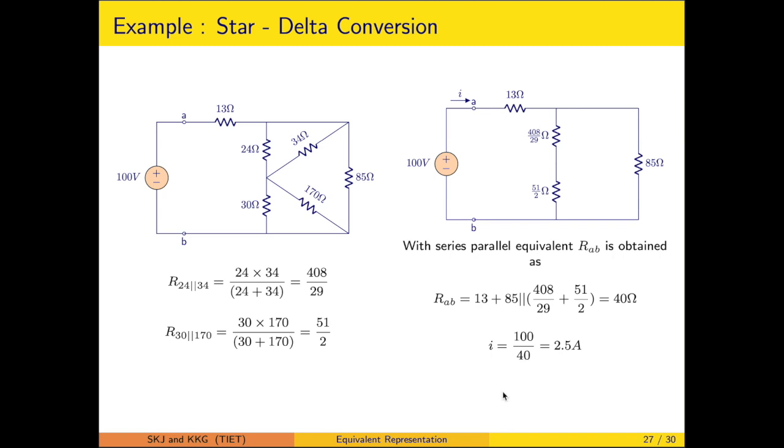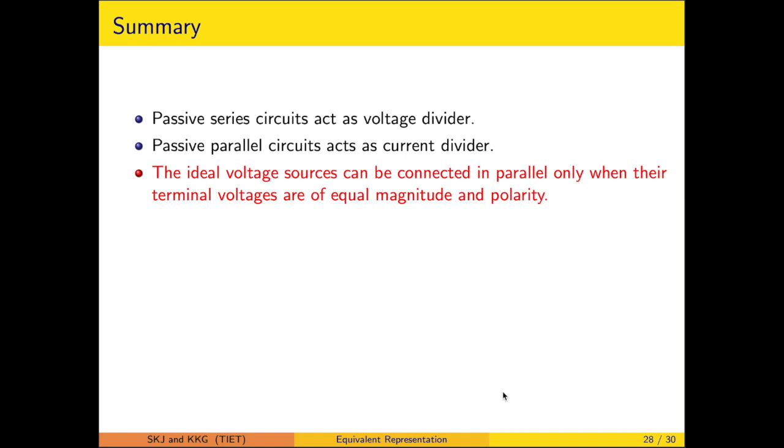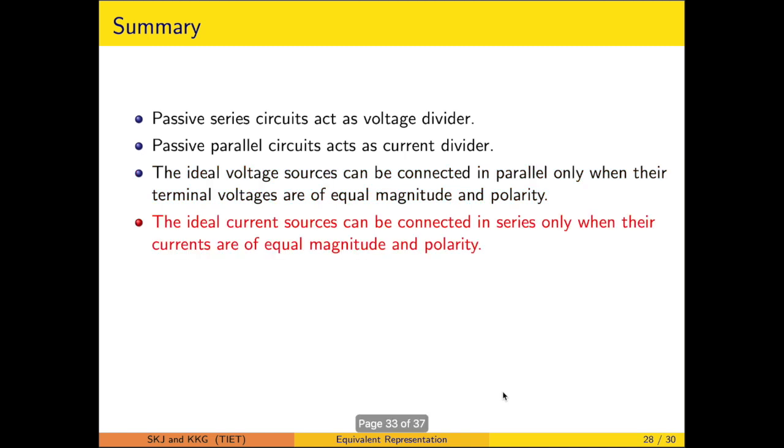For today's discussion, next I will be putting the summary. Passive series circuits act as a voltage divider, which we have seen for the resistance, inductance, capacitance. Passive parallel circuits act as a current divider, so there is no point to argue, this is already clear. Ideal voltage sources can be connected in parallel only when their terminal voltages are of equal magnitude and polarity. This is a restriction because of the KVL. On a similar line, ideal current sources can be connected in series only when the current levels are of equal magnitude and polarity. This is a restriction because of the KCL.